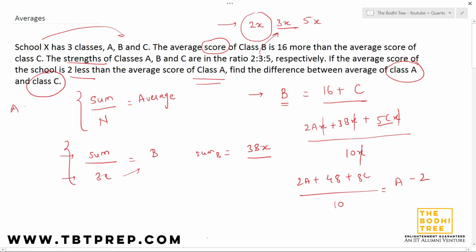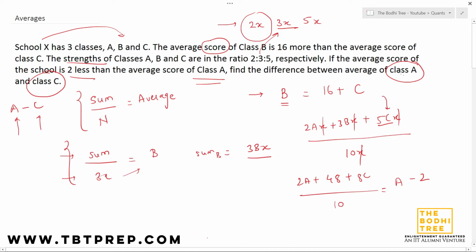That means we have to find A minus C, because we have assumed A to be the average score of class A and C to be the average score of class C. And that is the reason why we substituted B with this equation and not the other way around, right? If they had asked us to find a relation between A and B, then we would have substituted C with B minus 16, right?